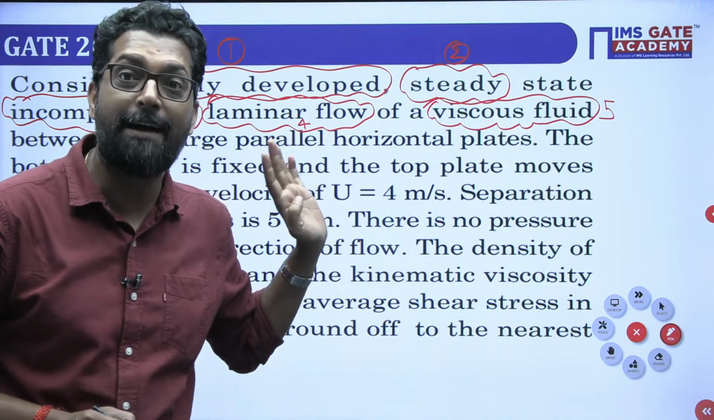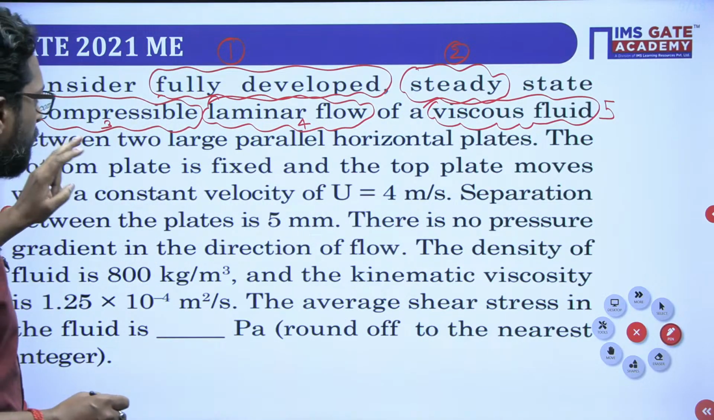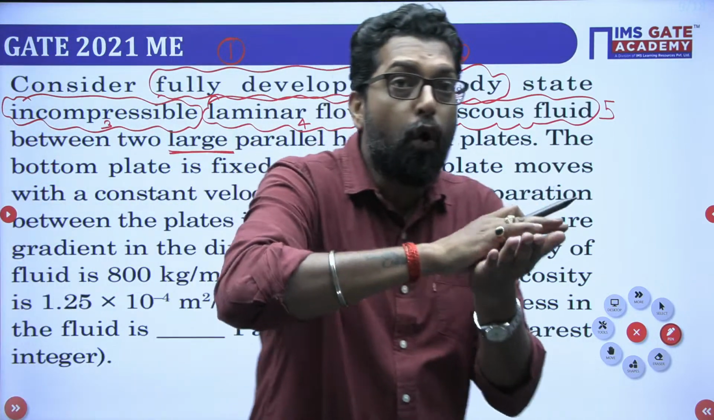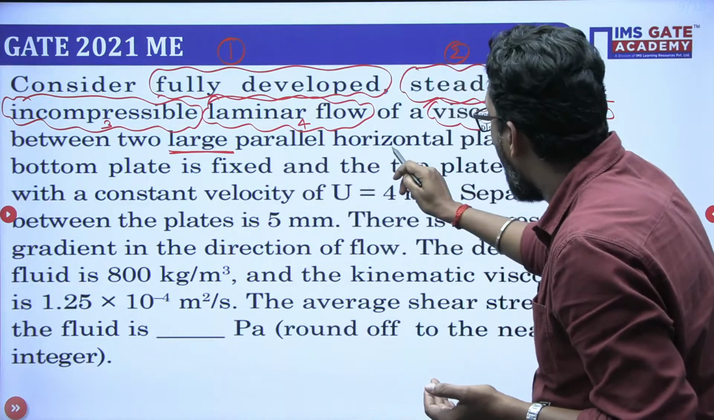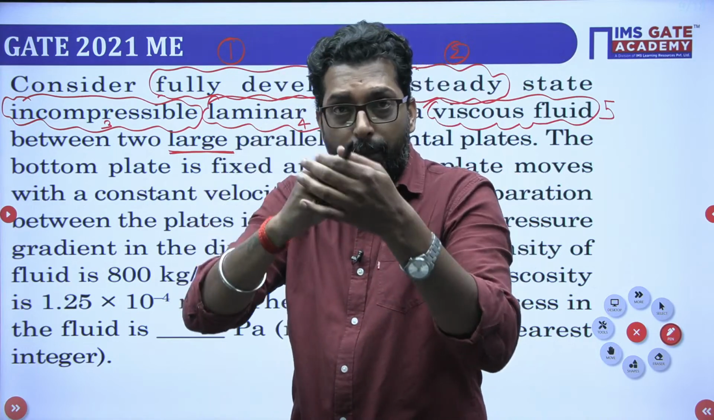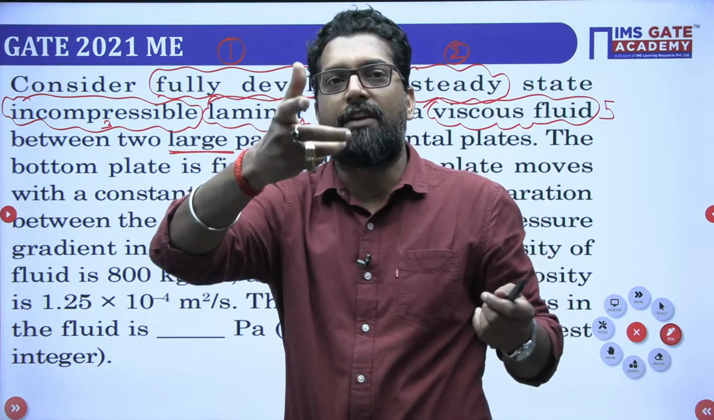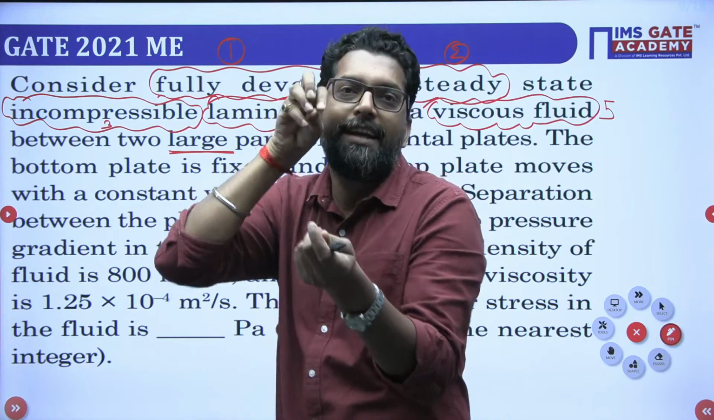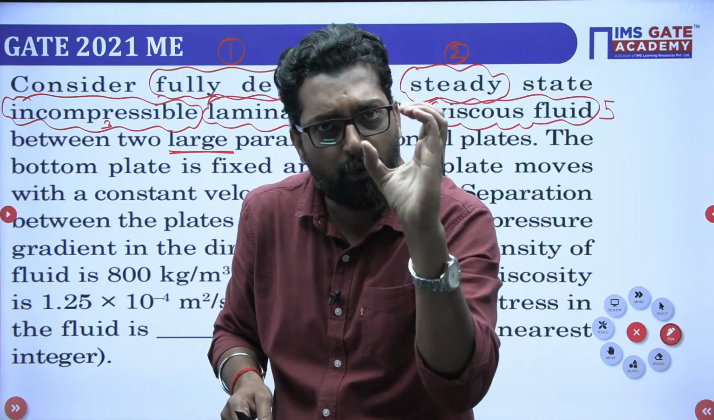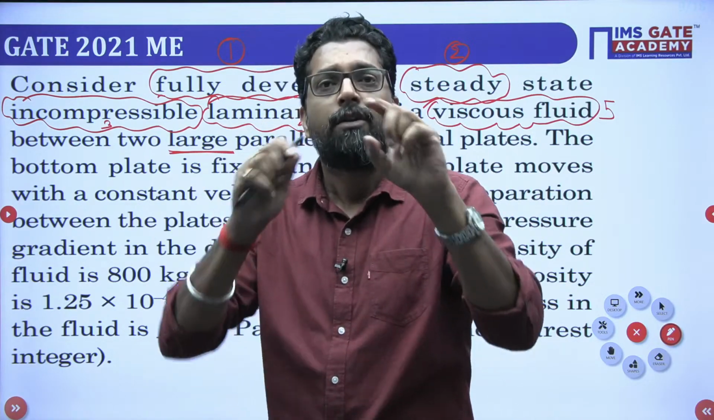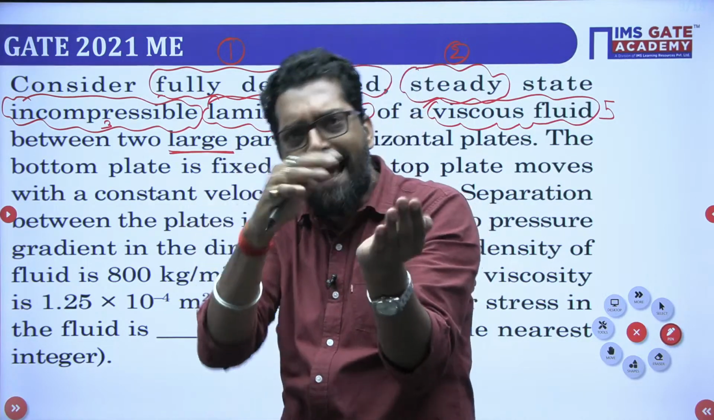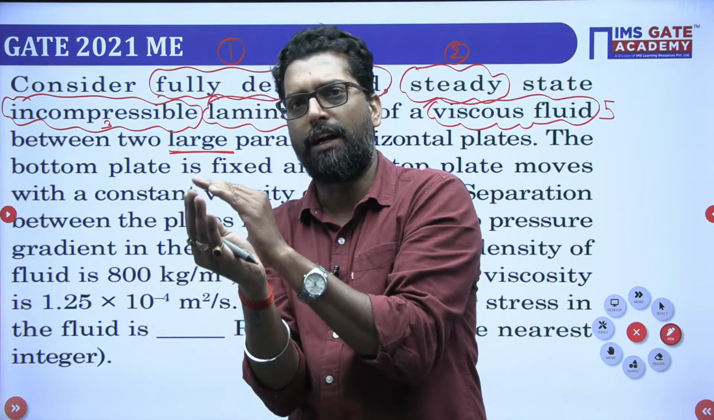So these have a meaning. We'll discuss. Between the two large, what is meant by large here? Between the two large parallel horizontal plates, there is a flow between the enclosed surfaces. The enclosed surfaces can have a different geometry: flow inside a circular tube, flow inside a rectangular duct, flow within two plates. That is an internal flow condition.